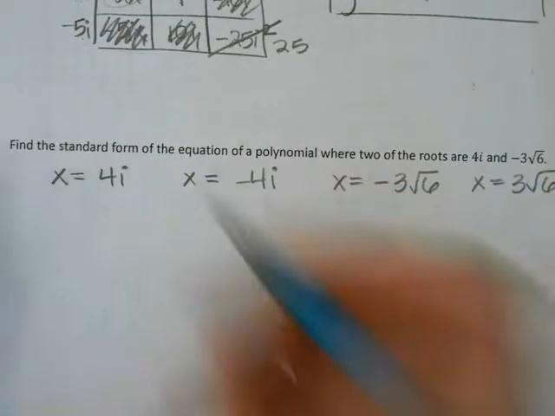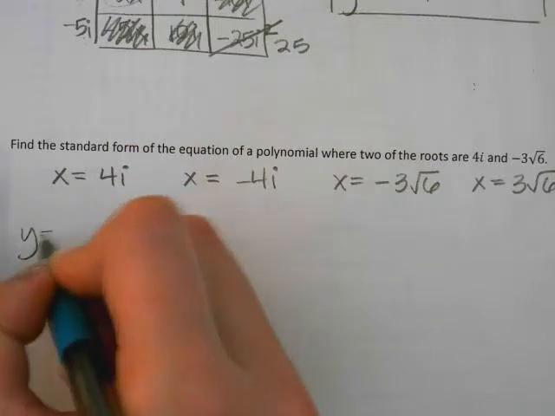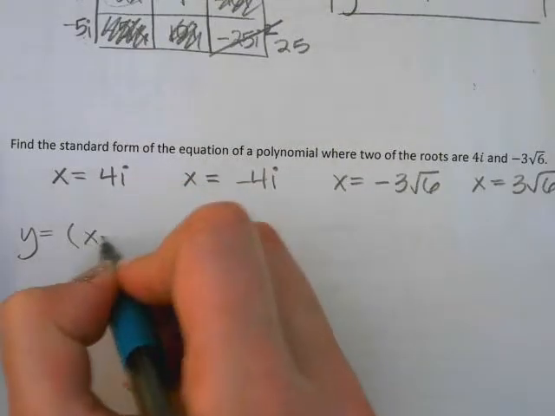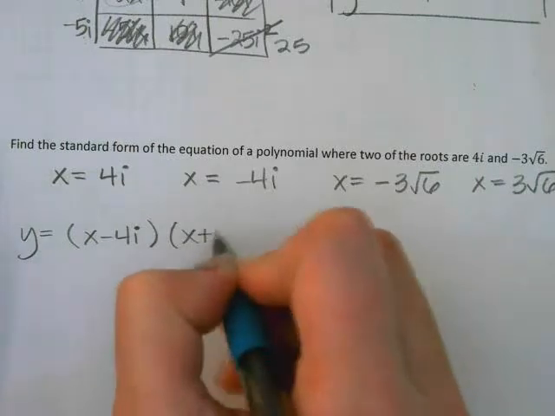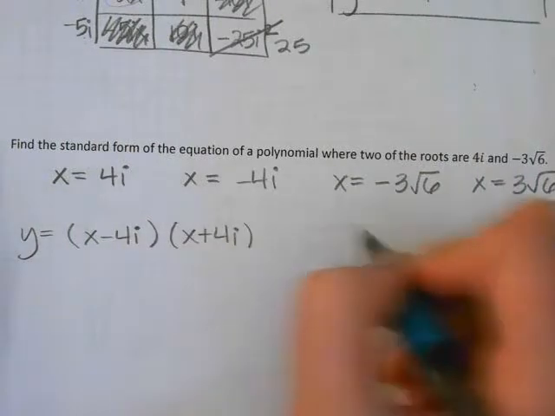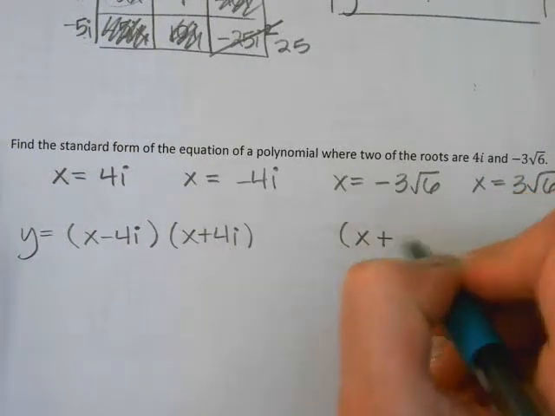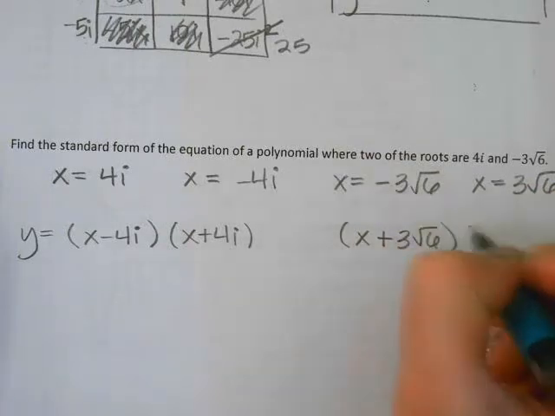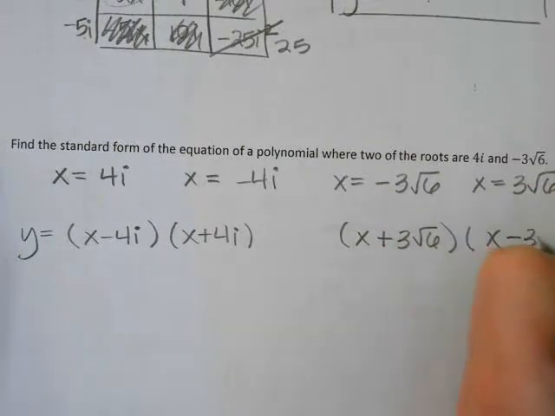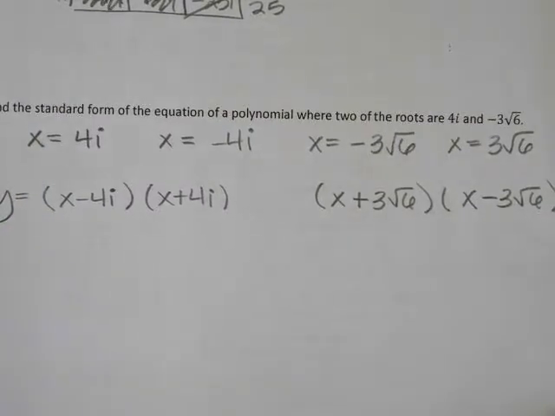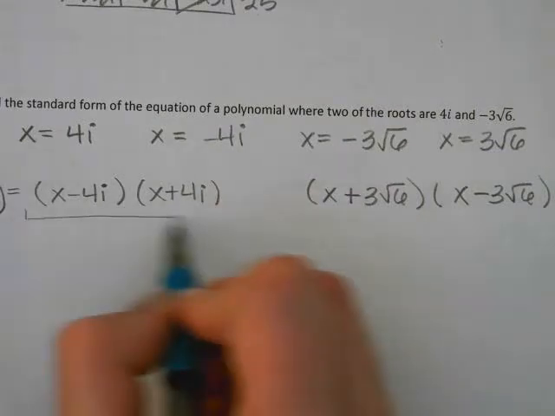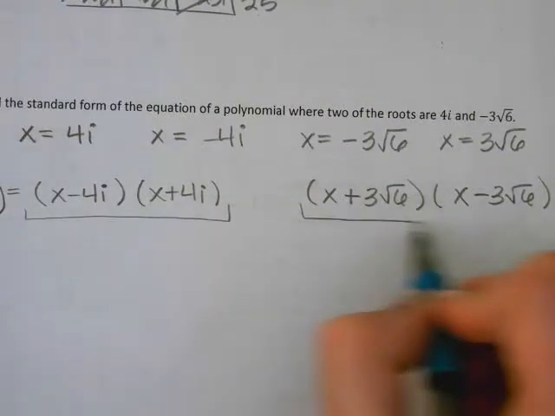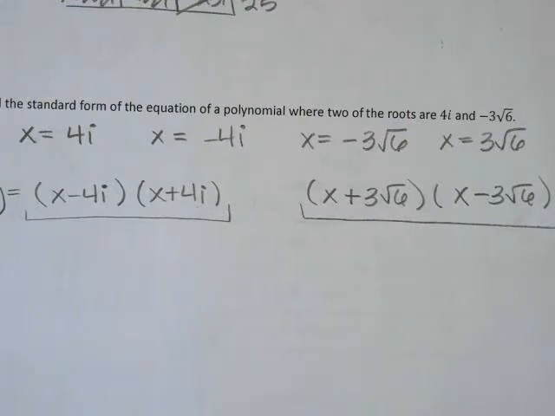Okay? So I'm going to go ahead and write out my linear factorization. I've got x minus 4i and x plus 4i. And then over here I have x plus 3 square root 6 and x minus 3 square root 6. So I know that for my life to go well with these, I want to FOIL these two together and I want to FOIL those two together.